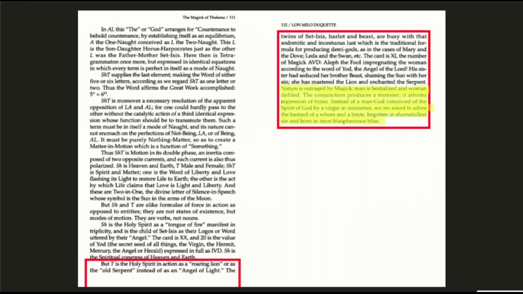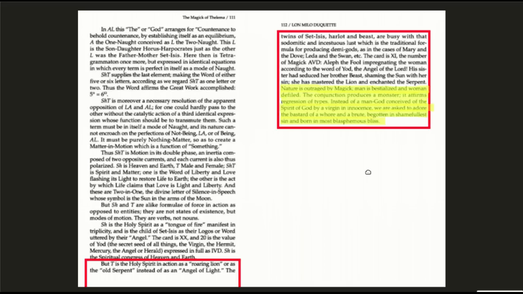Now, interestingly, bringing this about can be done in a way that outrages nature. Okay, here's an explanation of this a little bit. The twins, Set and Isis, is that really who it is? I'm not sure, because it goes on to say the harlot and the beast, which we just talked about being who? Hadit and Nuit, are busy with that sodomitic and incestuous lust, which is the traditional formula for producing demigods, as in the cases of Mary and the dove, Leda and the swan, etc. The card is 11, the number of magic, AVD, Aleph, the fool, impregnating the woman according to the word of Yod, the angel of the Lord.